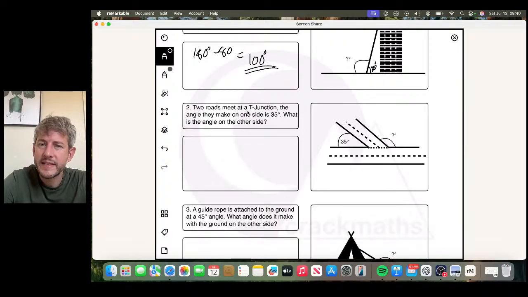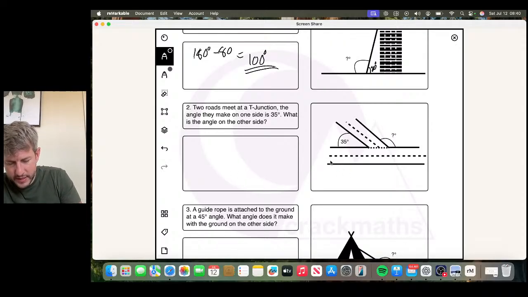Two roads meet at a T-junction. The angle they make on one side is 35 degrees. What is the angle they make on the other side? Okay, so if that's 35, this is a straight line because roads are generally parallel. Okay, so what we've got here is we're going to have 180 take away 35, and that will equal 145 degrees.